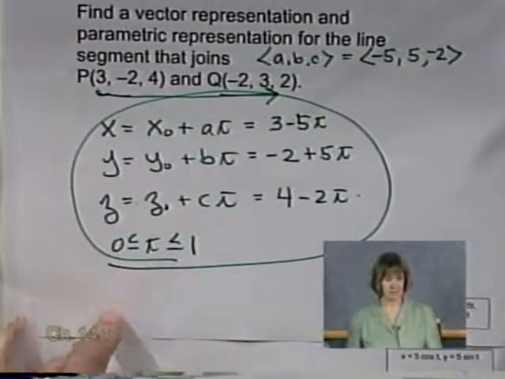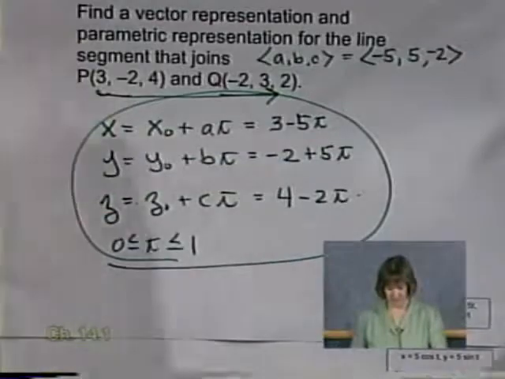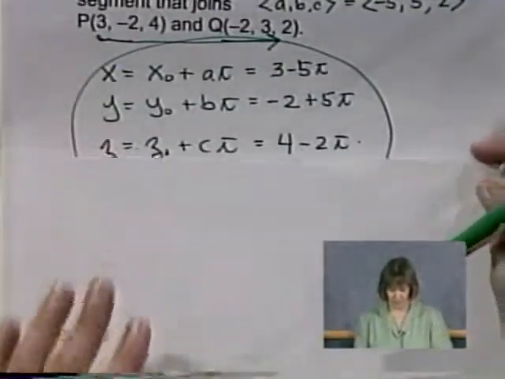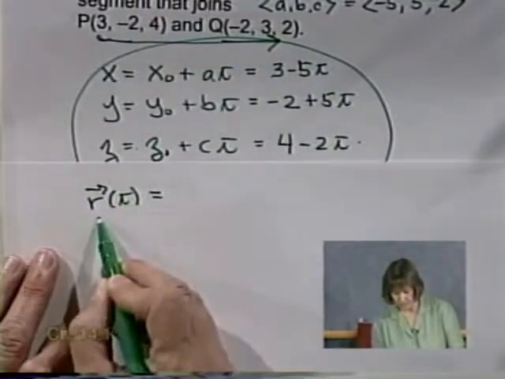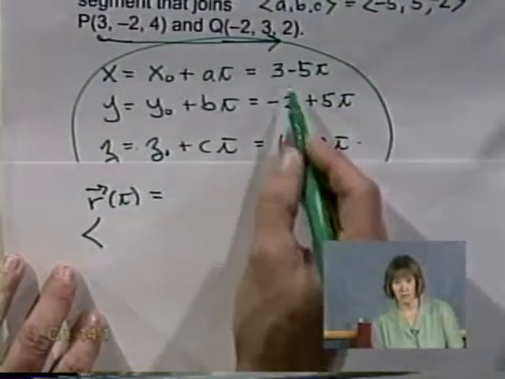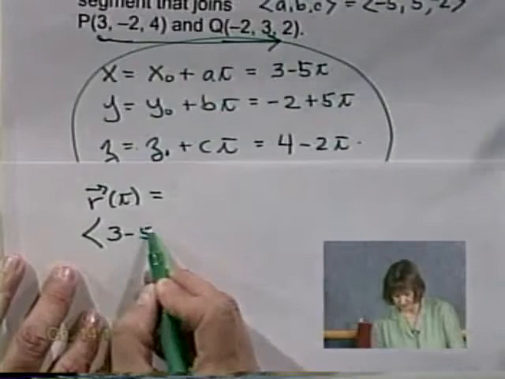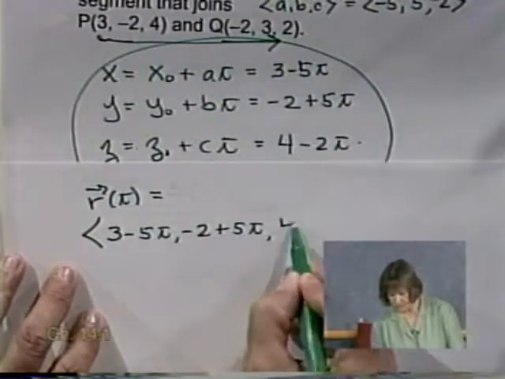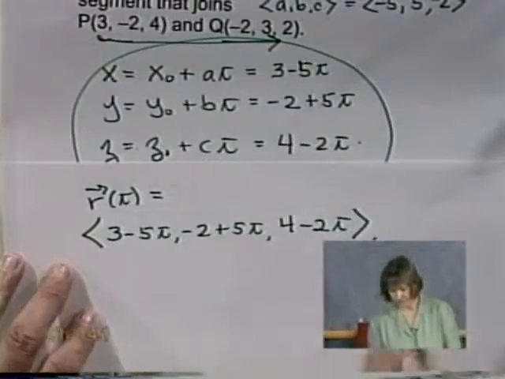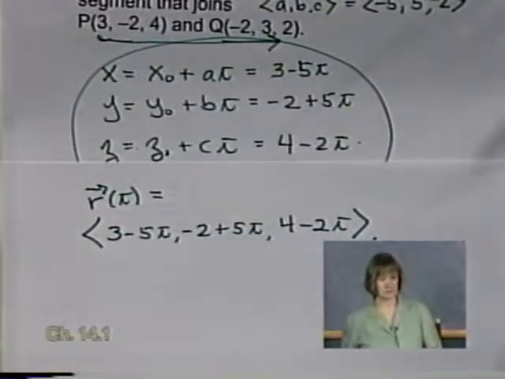Now to do the vector representation, I didn't feel like gumming it up, putting all that stuff there. But for the vector representation, you're just going to say r of t is equal to, and what's my x component? It's 3 minus 5t. What's my y component? Negative 2 plus 5t. What's my z component? 4 minus 2t. And that's my vector representation. So the two go hand in hand. They're not all that hard to do.